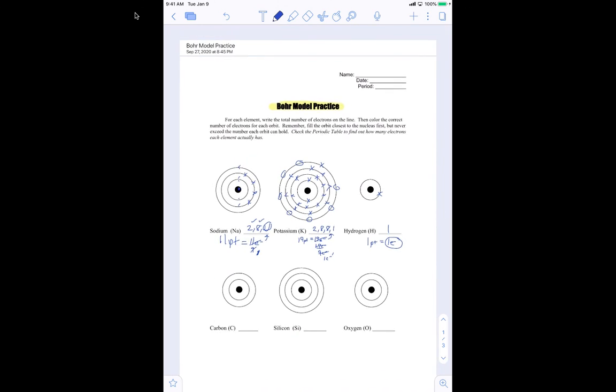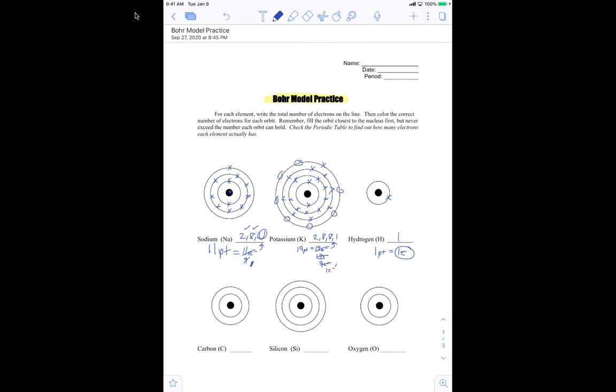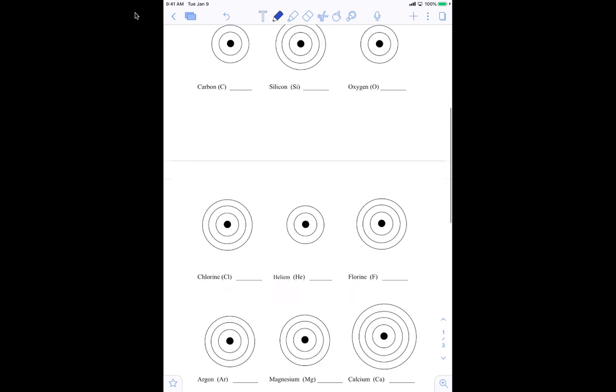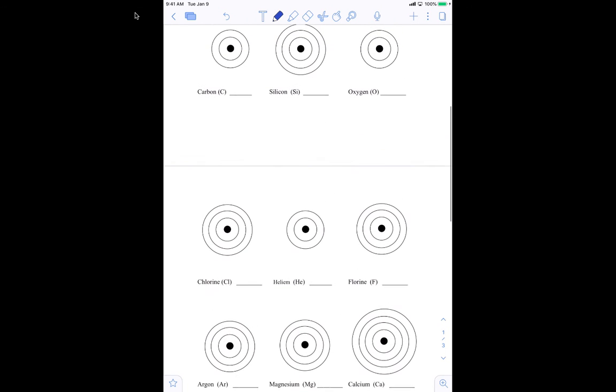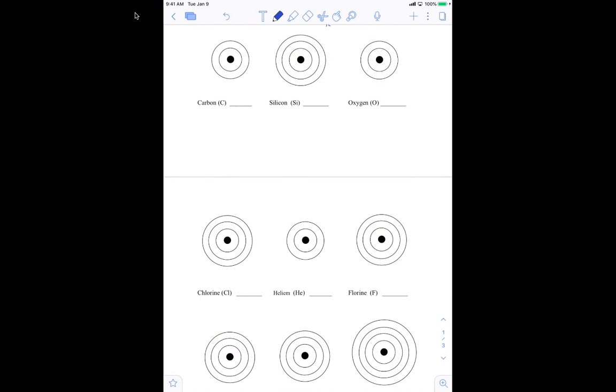So again, that's pretty much what's going on here. That's pretty much how you do this worksheet and figure it out, with examples online. There may be more shells than you need on some of these, but I just drew them on there so you'd have them.